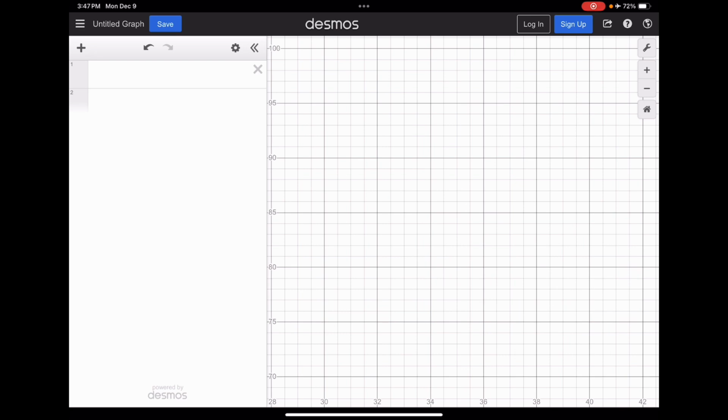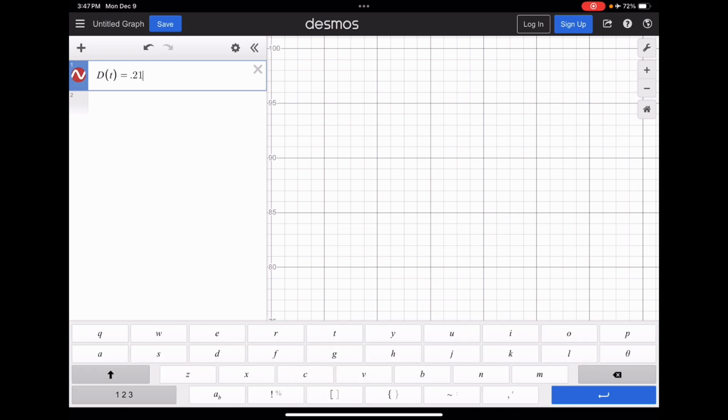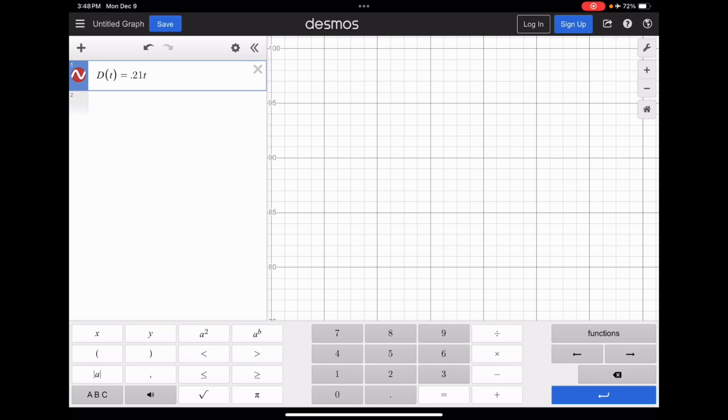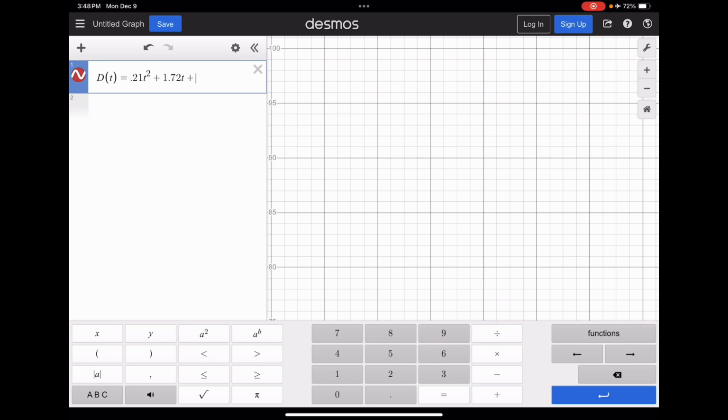Okay, so I'm going to type them in. D of T, because I can do that. D of T equals 0.21 T squared plus 1.72 T plus, it's much easier when you just have a normal keyboard. I'm doing this on my iPad, 6.18. Okay, so I got that graphed.